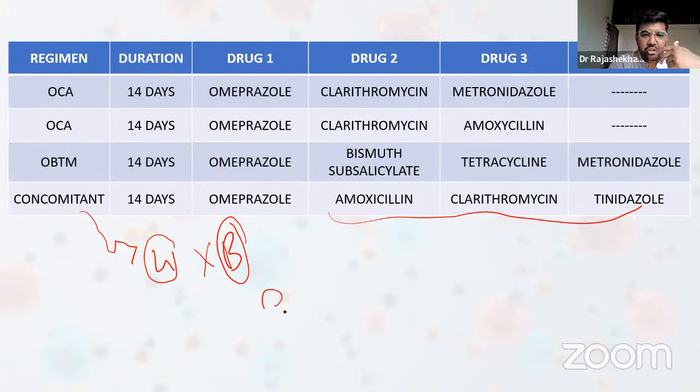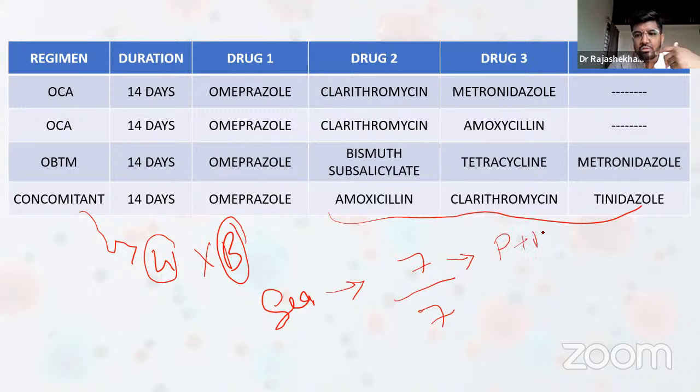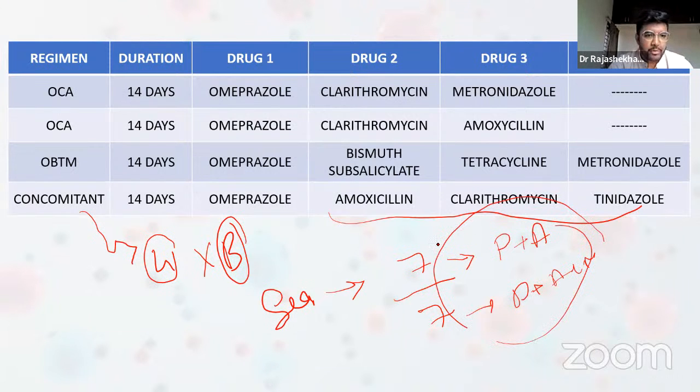There is also a sequential therapy. Sequential therapy here is a 7-day regimen followed by a 7-day regimen. In the first 7-day regimen, they give a PPI with amoxicillin. Then they give PPI with amoxicillin with metronidazole. So you can use a sequential therapy also, although this is not a first-line therapy.